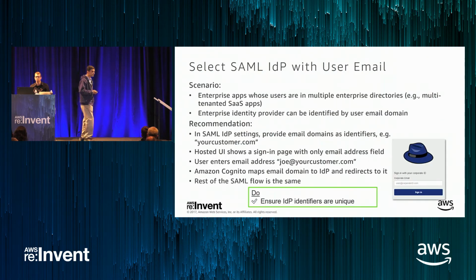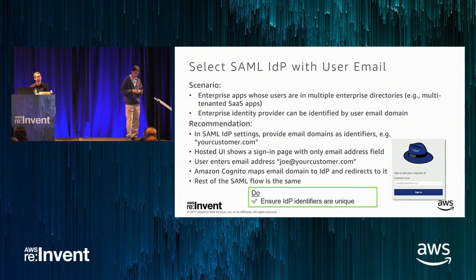Okay? Let's go on to one enterprise use case here. So if you're building an app and you've got many business customers, which are enterprises, each of them has their own identity provider. So how does Cognito know where a user should go, right? And Cognito knows that by the email domain. So you can configure an identifier for each identity provider, and the identifier is the email domain.